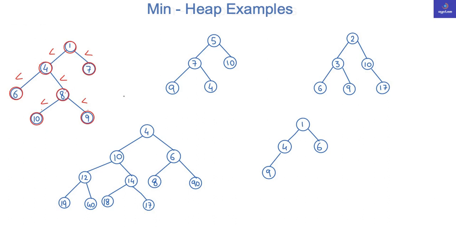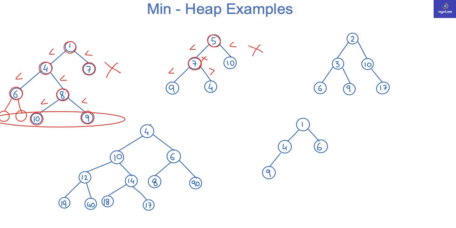But is this a complete binary tree? It is not a complete binary tree because in the last level, the nodes are not as far left as possible, because we are missing the nodes here and here. So this is not a min heap. Now let's look at this example. Let's look at node 5. 5 is less than 7, and 5 is less than 10. Now let's look at node 7. 7 is less than 9, but 7 is greater than 4. So 7 here does not follow the min heap property. So this is not a min heap.